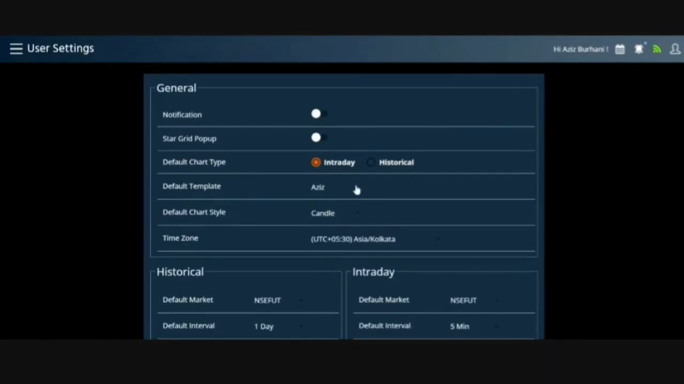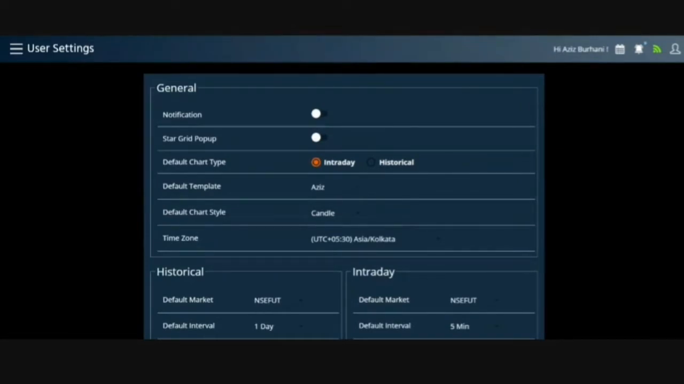You can set your default template. Now, what is the default template? The default template is, let's assume you put some studies on the chart, and you plot the peak and the trough, or you plot snowball, or you plot the zone, or you plot the risk meter. All this you plot on the chart, and you want your charts to open in that template, the default template. So the chart will open in that default template every time, all the time.